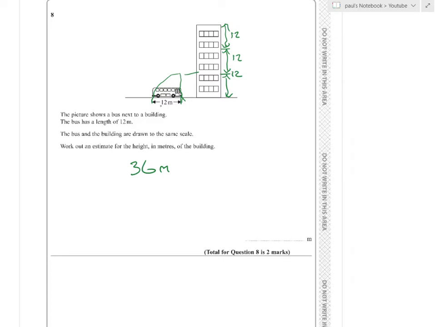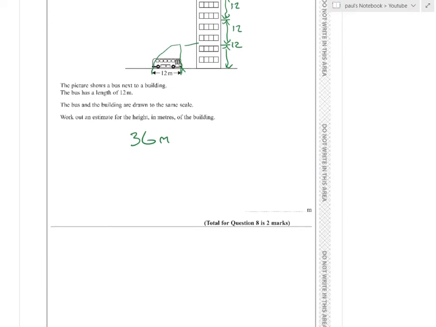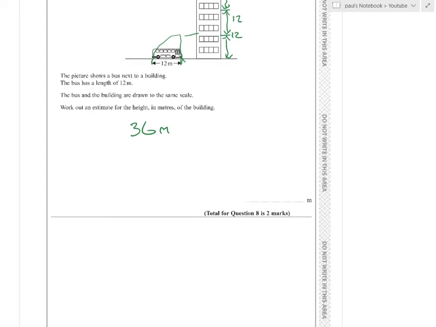If you did this in an exam, I would measure that with a ruler to say that is like 1.8 centimeters or 2 centimeters, and then measure that very carefully. It might not be 36. It's just a bit of having a go. Probably less than 36.